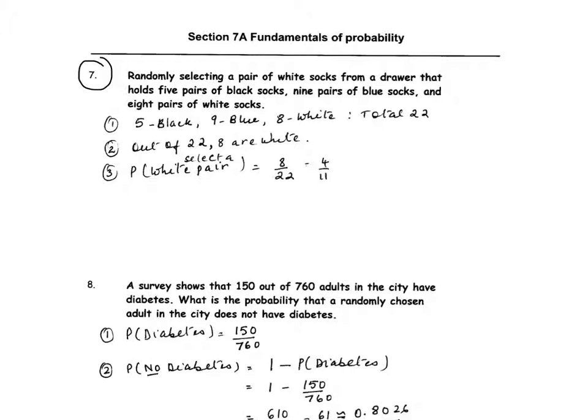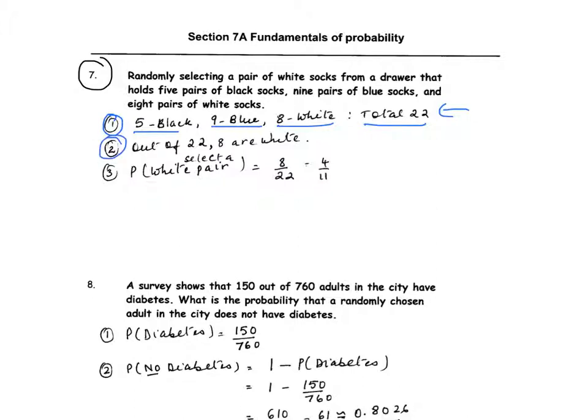So we're going to select a pair of socks from a drawer that contains 5 black, 9 blue, and 8 white pairs. We're assuming each pair is together. So there are a total of 22 pairs. So that's our total number of pairs of socks.